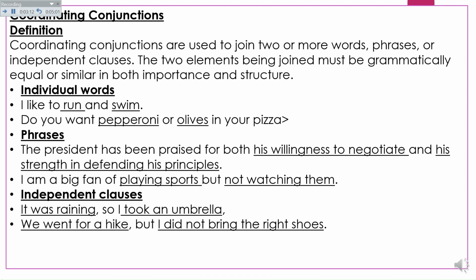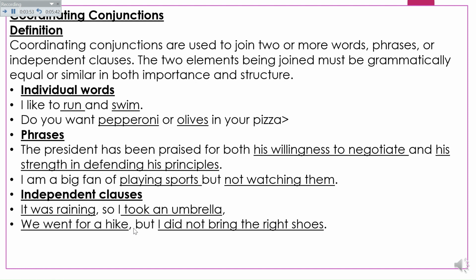Let's take another example, guys. We went for a hike, but I did not bring the right shoes. So we went for a hike is what? It is an independent clause because it has a subject, it has a verb, right? And I did not bring the right shoes is also an independent clause. I is the subject, did not is the helping verb, bring is the main verb, right? So we will use the coordinator "but" to separate them. Since these are independent clauses, we will place a comma before "but". So that's how they join individual words, phrases, and independent clauses.